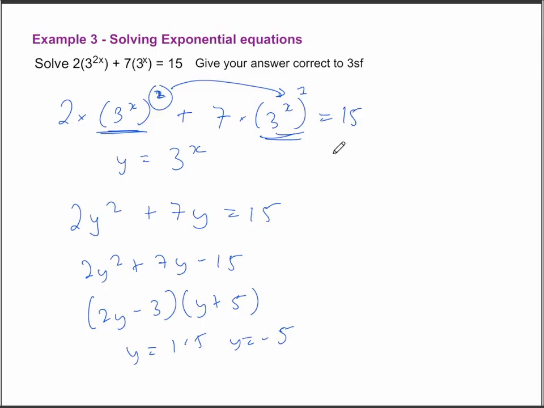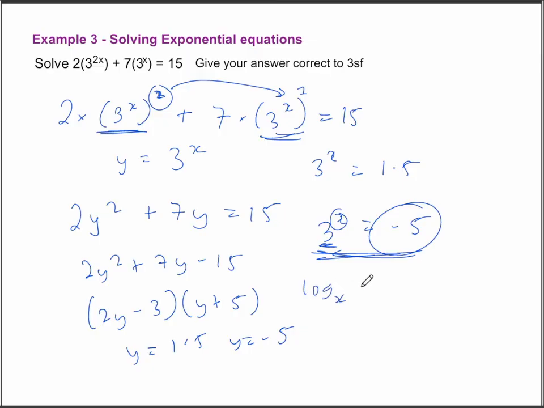Then we're going to try each one. So 3 power x equals 1.5 and 3 power x equals negative 5. This is not possible because, if you rewrite it, remember this is the base, this is the exponent, and this is the answer. We can write it as log base 3 of negative 5 equals x, which is not possible because we can't take a log of a negative number. This is going to be invalid.